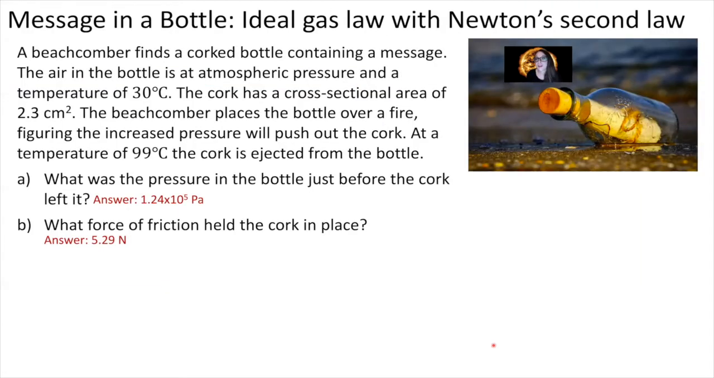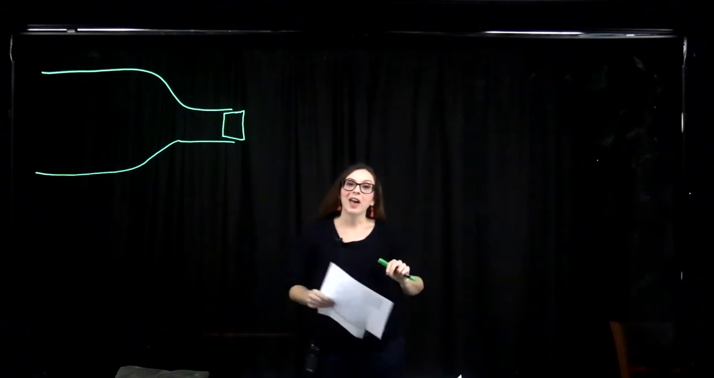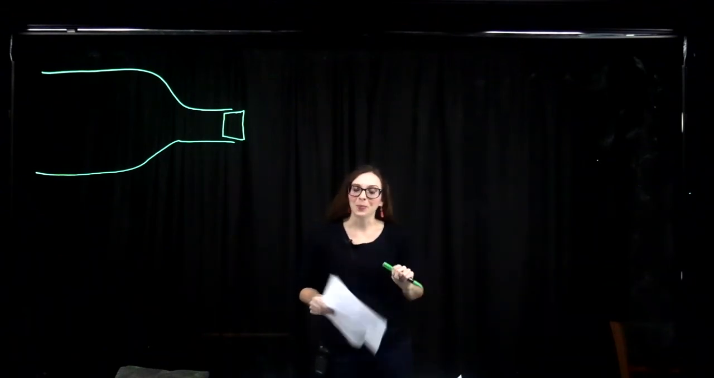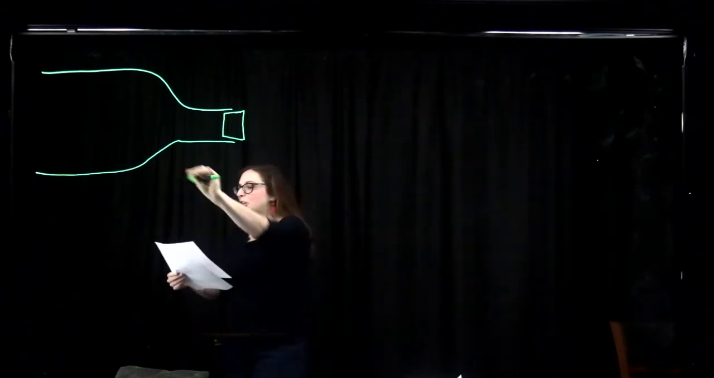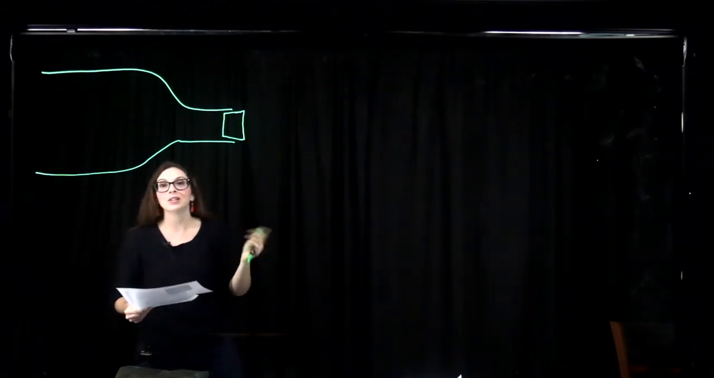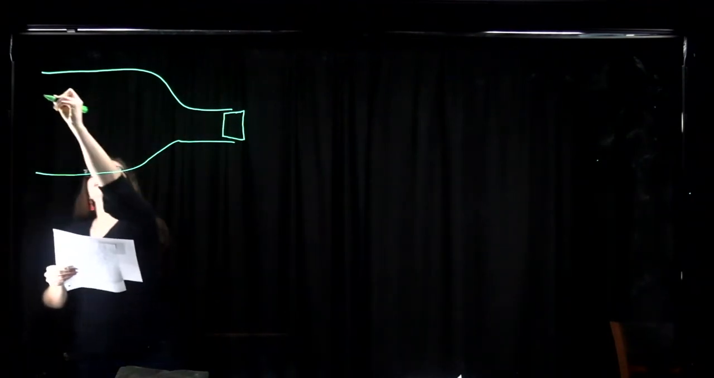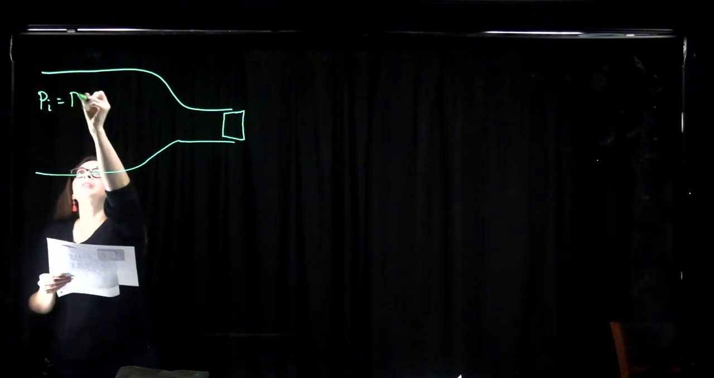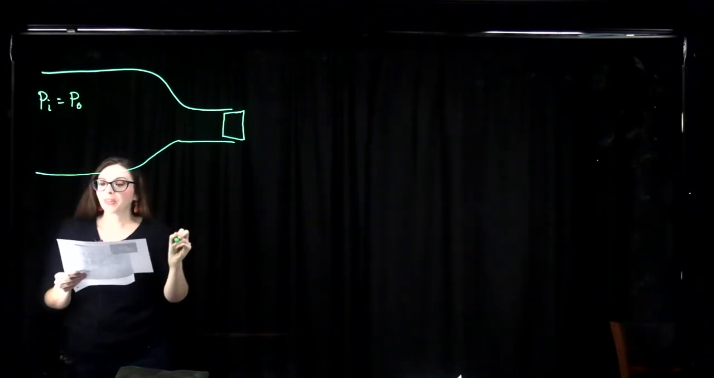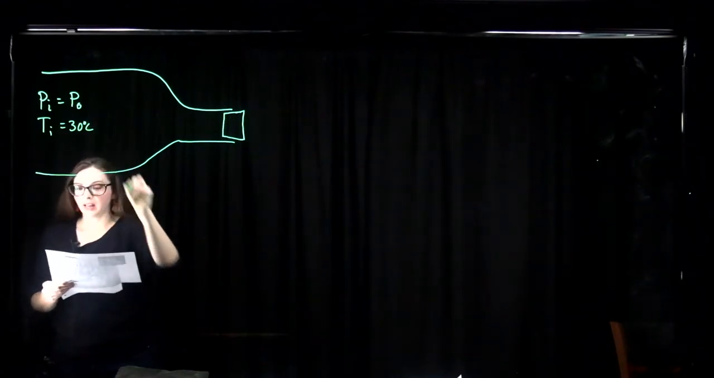Now we're going to solve a problem where we make an application of the ideal gas law. In this problem, we are going to combine the ideal gas law with Newton's second law. A beachcomber finds a corked bottle containing a message in a bottle. The air in the bottle is at atmospheric pressure, and it has a temperature of 30 degrees Celsius.